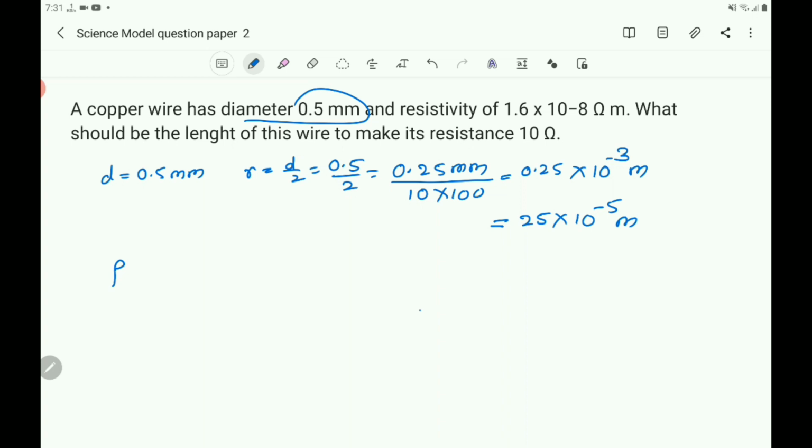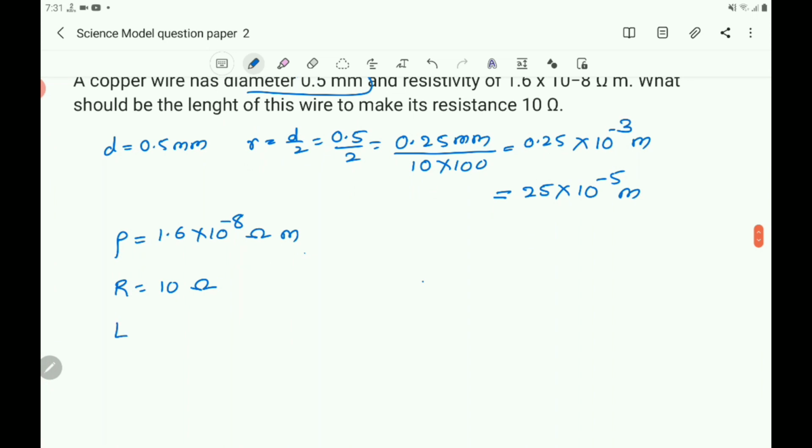Then resistivity is given, that is rho 1.6 into 10 power minus 8 ohm meter. What we have to find out? We have to find the length of the wire to make its resistance 10 ohm. Then you take R equals 10 ohm, and we have to find out L. L equals question mark. Then you write the relation among rho, R, L and the area of the cross section, which is to be found here.